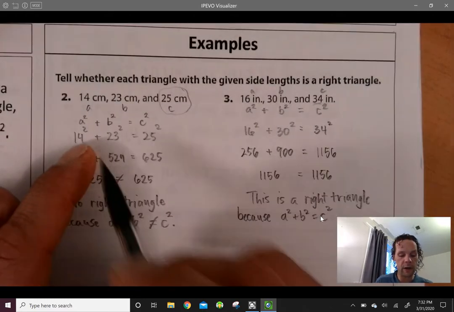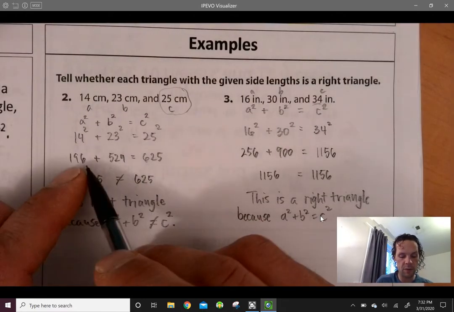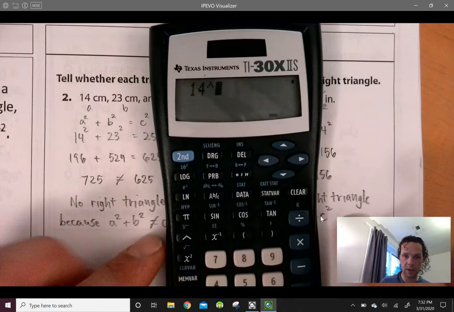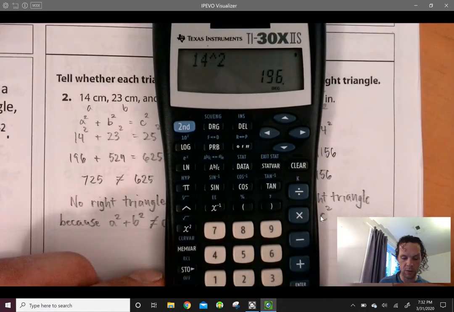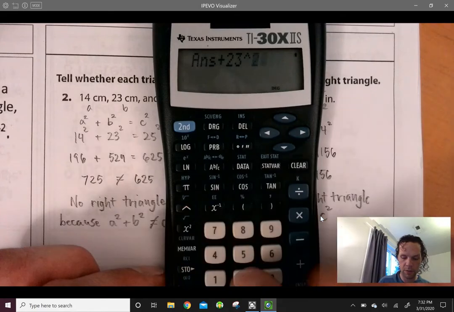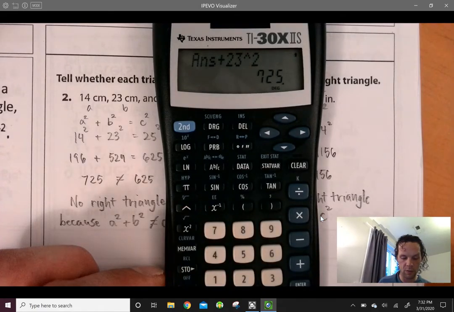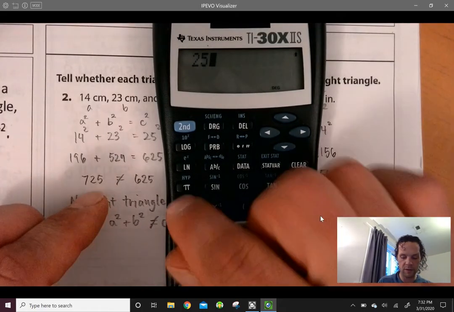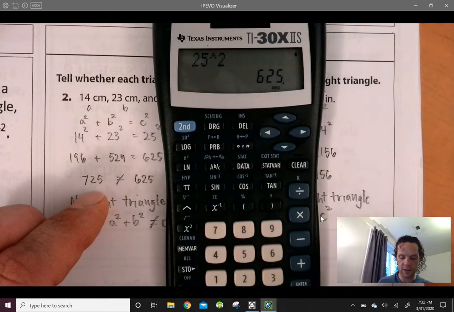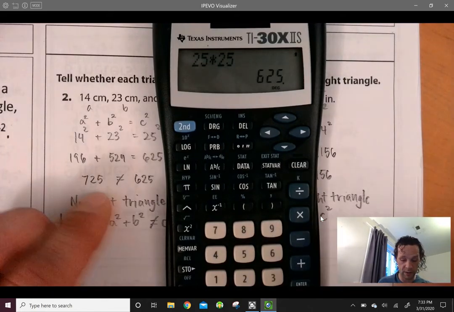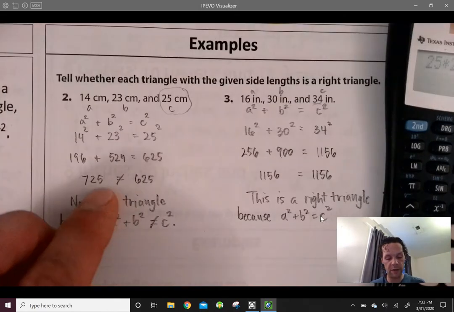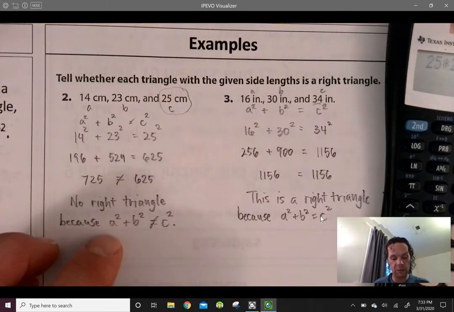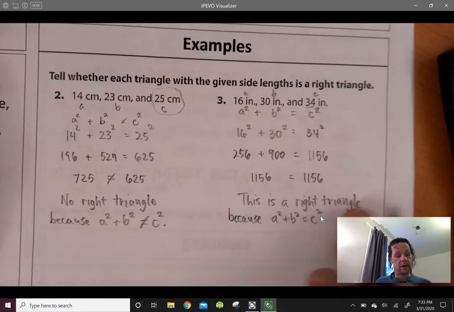So 14 squared plus 23 squared equals 25 squared. So if I square these values, right, use your calculators. 14 squared plus 23 squared equals 725. So the sum of the squares of the legs is 725, and if I do 25 to the second power, it's 625, or 25 times 25, 625. Because those values are not equal, because a squared plus b squared does not equal c squared, this is not a right triangle. Okay, on to the next one.